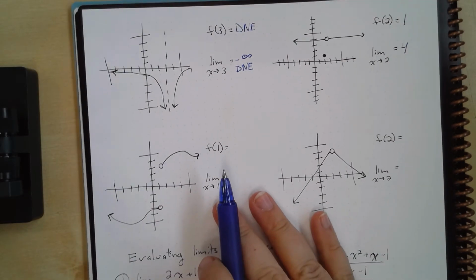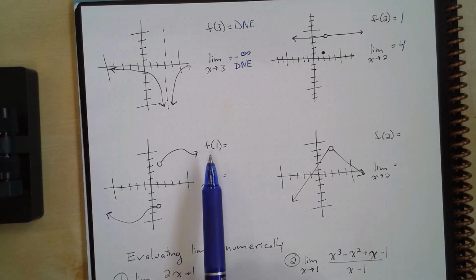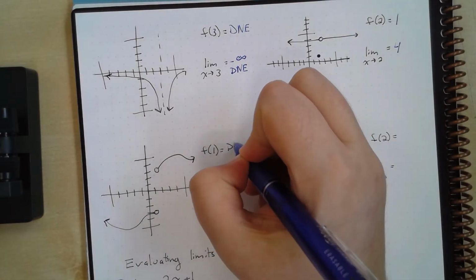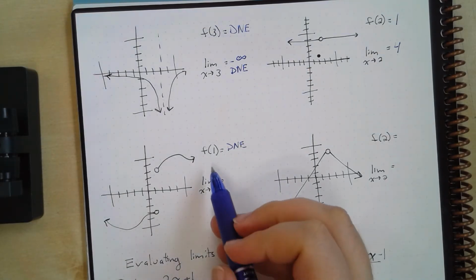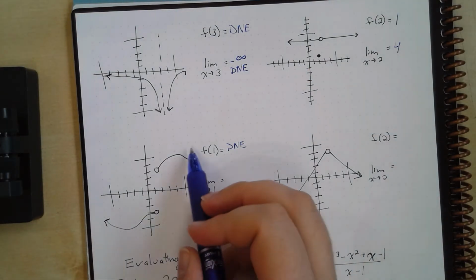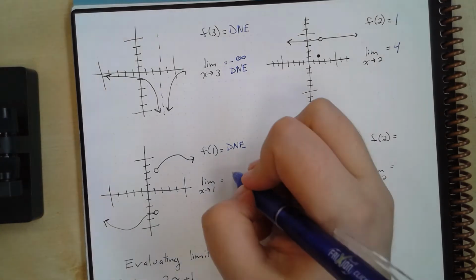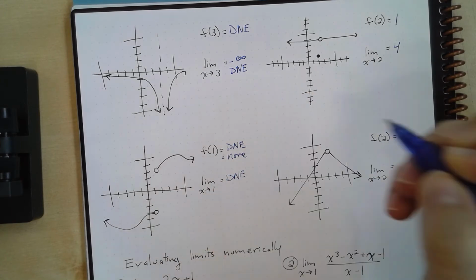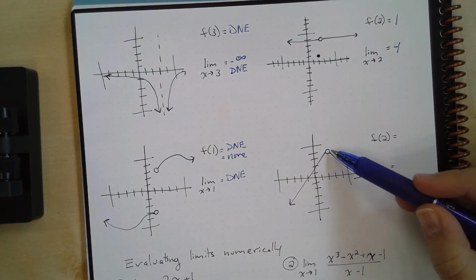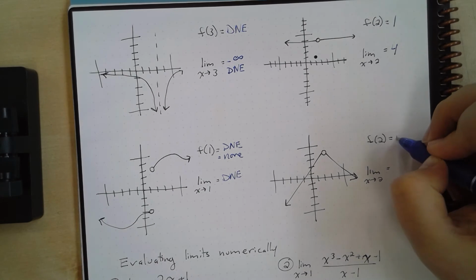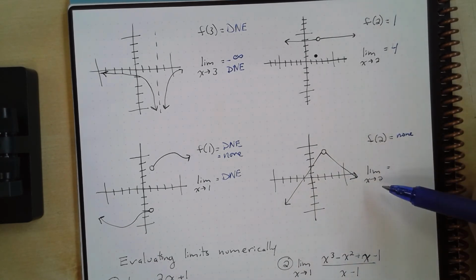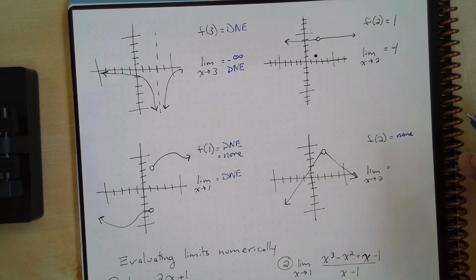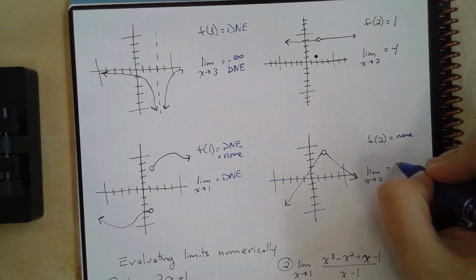Let's look at these last two here. The f of 1, well, there's no value at 1, so f of 1 does not exist, or none. And the limit as x approaches 1, well, we're coming from the left, we're coming from the right, we're going to 2 different places. Again, the limit does not exist. I should put none here. And here, f of 2, there's a hole, so we have no value here at f of 2, none. And the limit as x approaches 2, if we come from the left, we're going to 4. If we come from the right, we're going to 4. So the limit is, of course, 4.